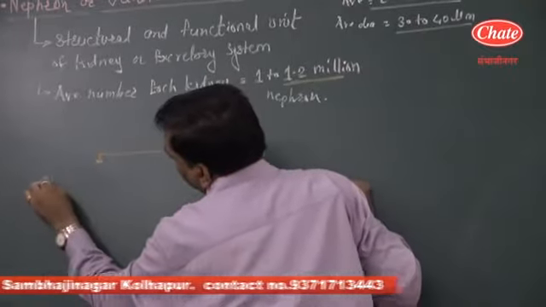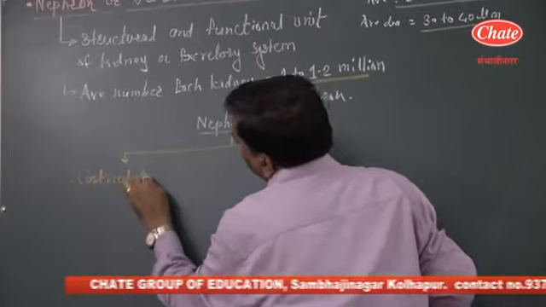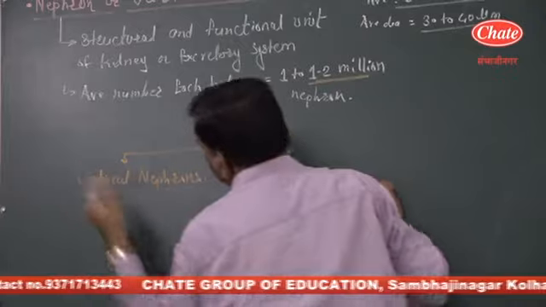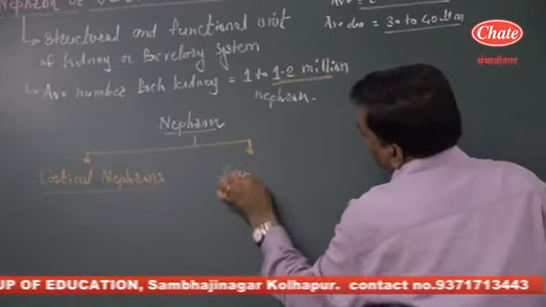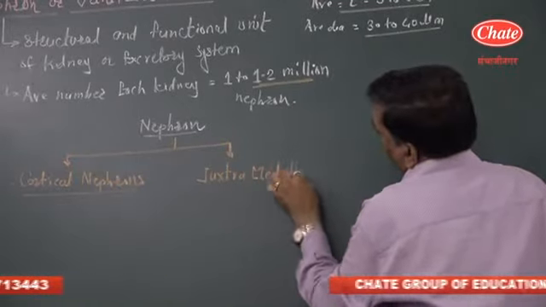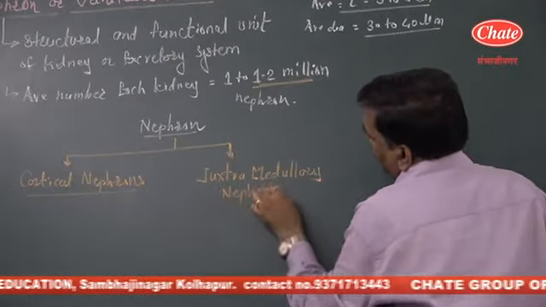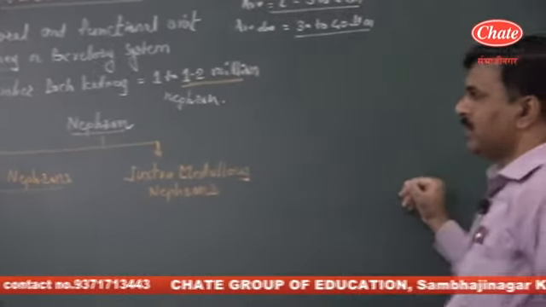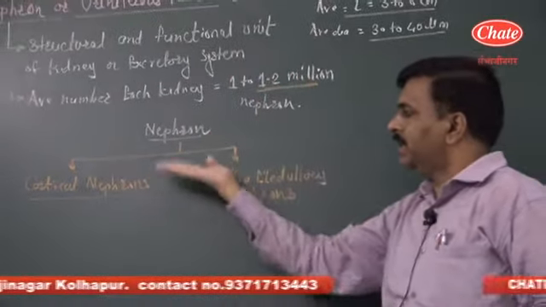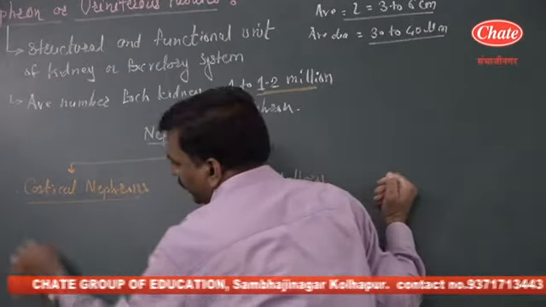That is, first, it is termed as cortical nephrons, and second, it is juxtamedullary nephrons. Cortical nephrons and juxtamedullary nephrons: out of the total number of nephrons present in the kidney, there are 2 types of nephron, cortical nephron and juxtamedullary nephron.